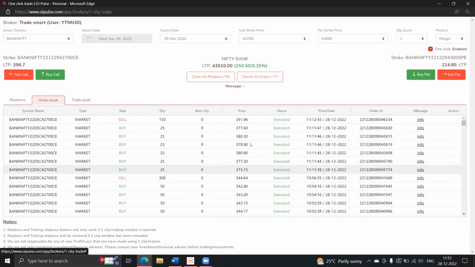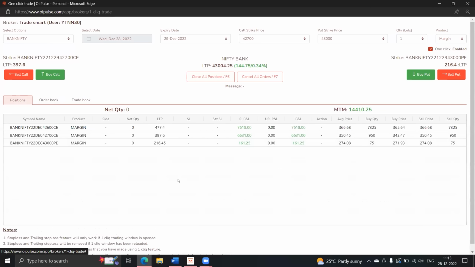What is the price at which it got executed? 394 was our set price. Since it's a market order, there is some slippage. It got executed at 391.96. So how many seconds did it take for us to enter and exit? Nothing. We entered at 11:12:39, and at 11:12:42 we were able to capture almost 15 to 20 points. Imagine there were moments wherein our trailing stop loss gets hit and we will not be able to chase it.